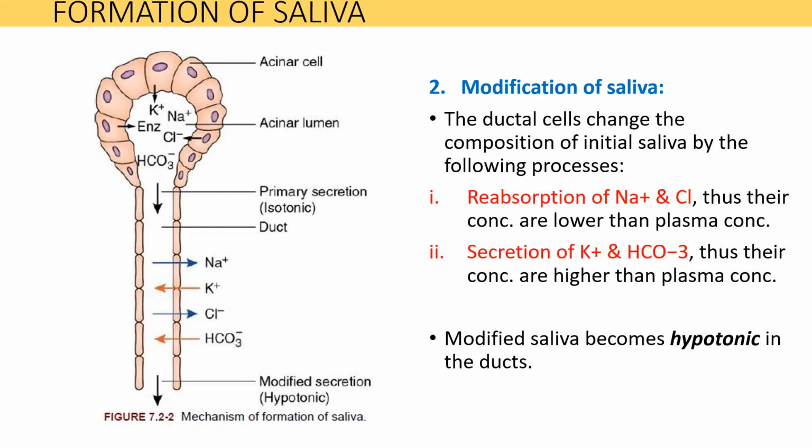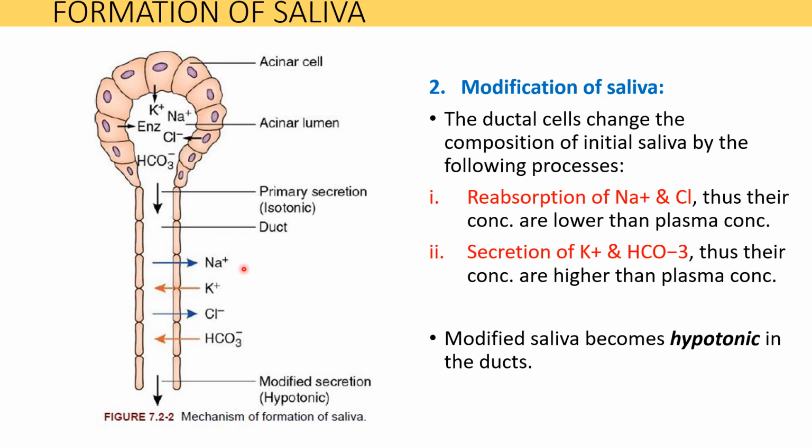The second process is the modification of the saliva. So basically what happens is that when this saliva is produced inside the acinar cell, it is taken into the ductal cells. Inside the ductal cells, when this saliva reaches, there are certain changes occurring. What are these changes? First is reabsorption of sodium and chloride ions from the saliva.